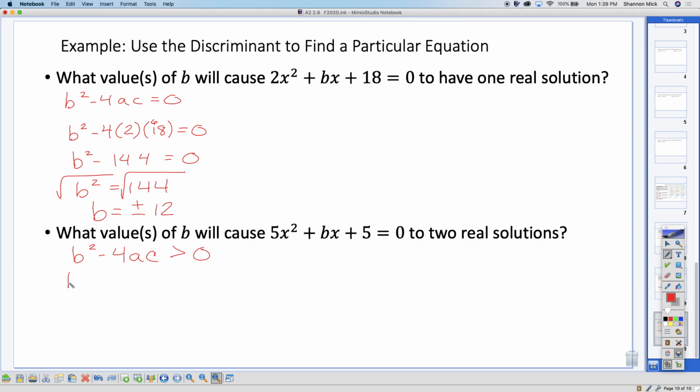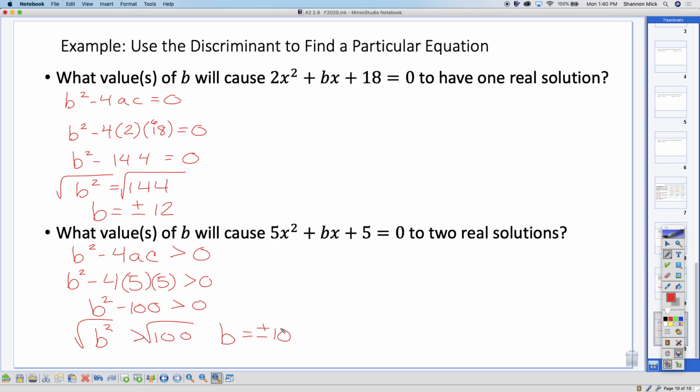So b squared minus 4 times 5 times 5. So 25 times 4 is 100. So b squared minus 100 equals 0. So it has to at least be over 100. b squared greater than 100. Okay, so we know that b is plus or minus 10, but it doesn't equal, correct?